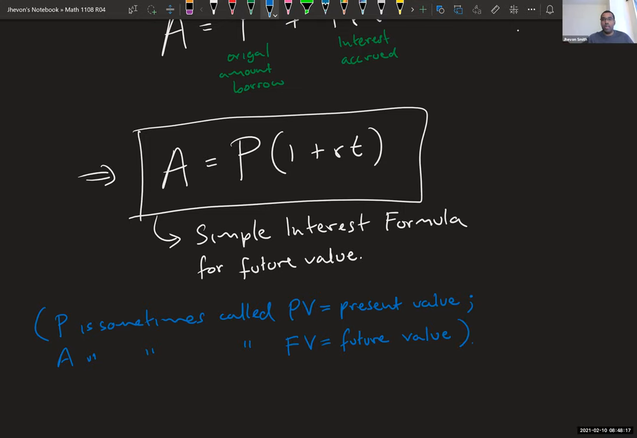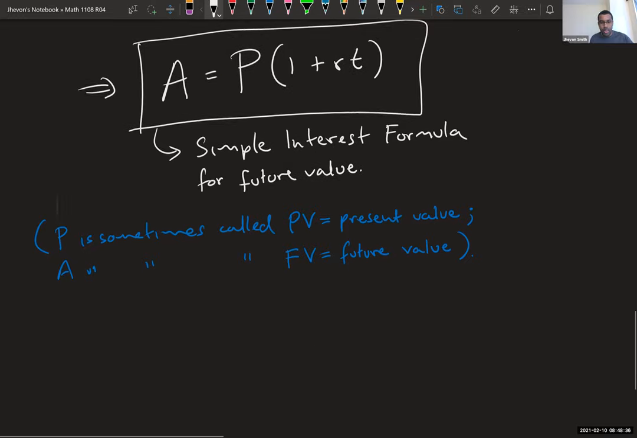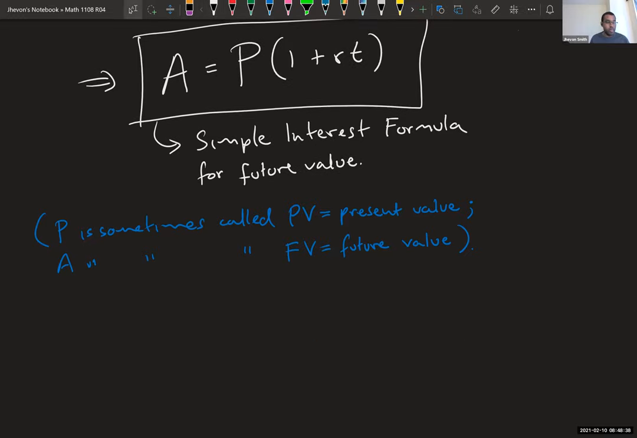Okay. So we'll actually talk about that in a bit. Well, probably in the next section, we'll call it that. Usually when you're talking about simple interest and stuff like that, they don't get all... But in case you see it somewhere else, where instead of A, they have FV, and instead of P, they have PV, just know it's the same formula. But that's the main formula.